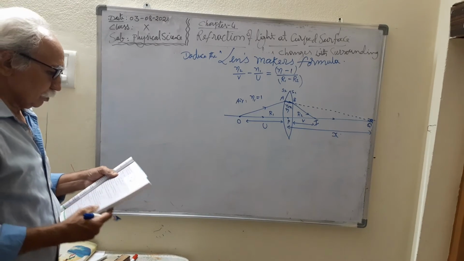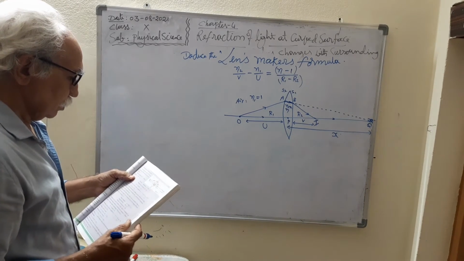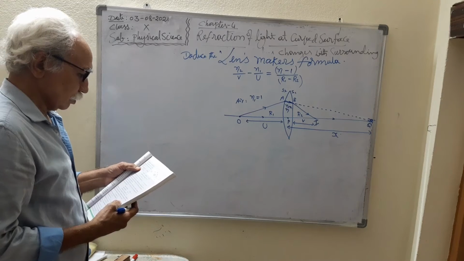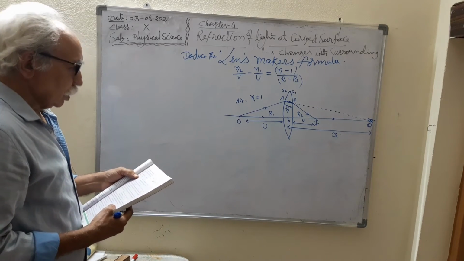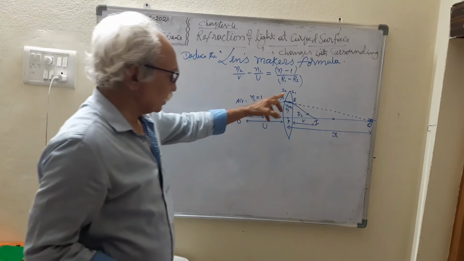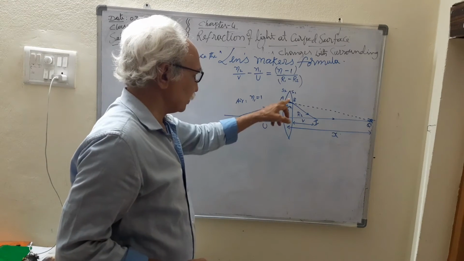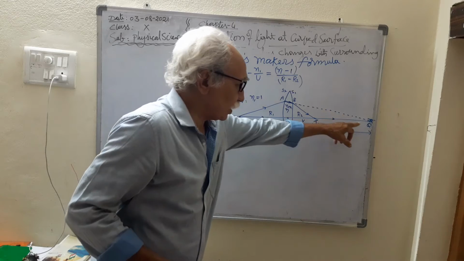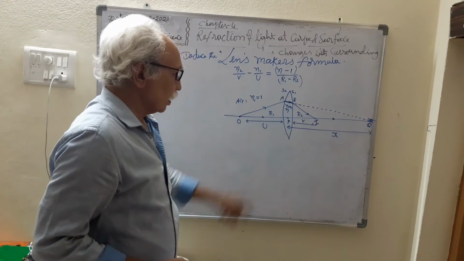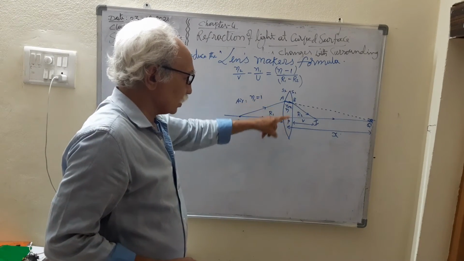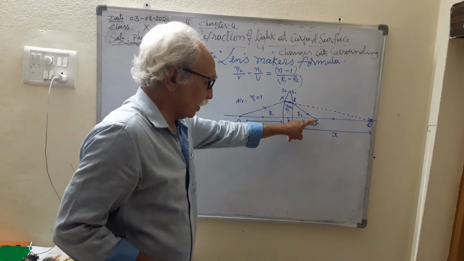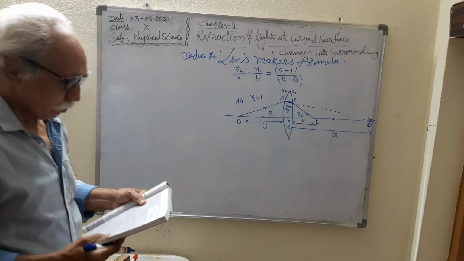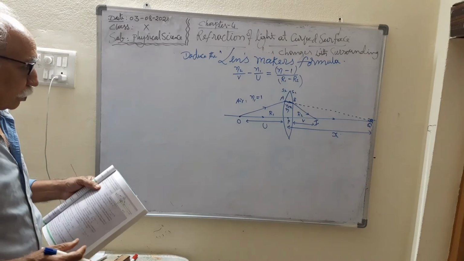So from this one, if there is no concave surface, you have only this convex surface, and this is a concave surface on this side. If there is no concave surface, we can expect the image at Q. Because of the presence of the concave surface, the image is identified at the point I. So let us see this procedure.